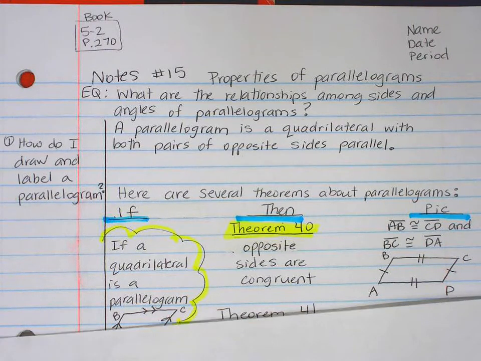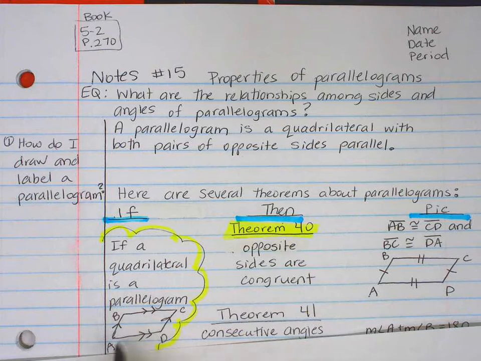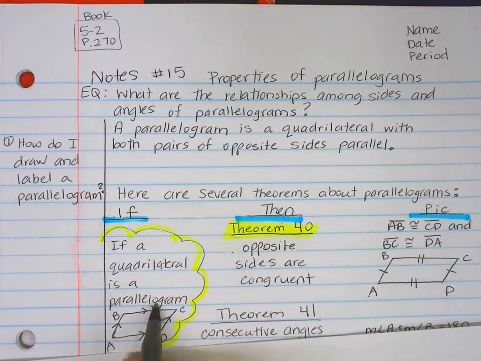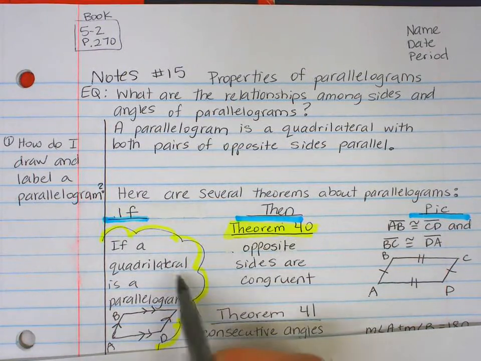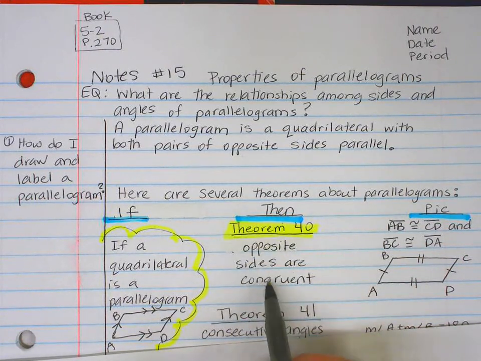So it says, if a quadrilateral is a parallelogram. So by definition, the parallelogram is a quadrilateral with both pairs of opposite sides parallel. So you've got parallel sides here and here, and then parallel sides here and here. Okay, so it's going to be the same if for each theorem. So you're going to read this and then go across, and then this and then go down, and then this and go down again. So if a quadrilateral is a parallelogram, then opposite sides are congruent.